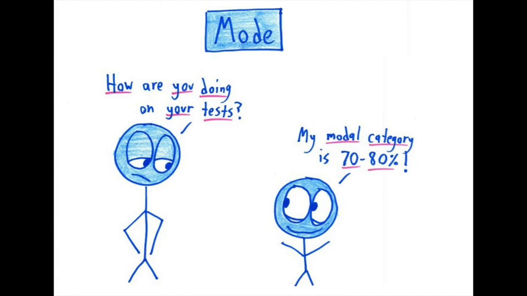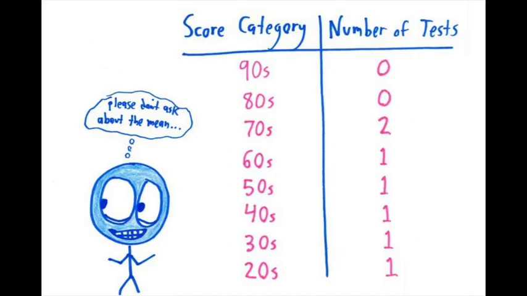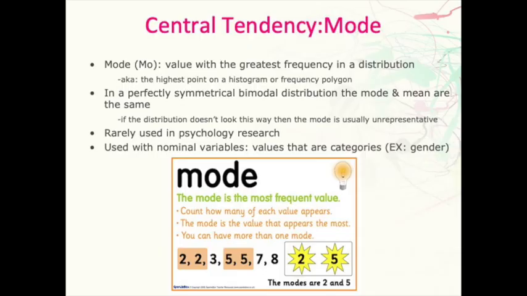In a perfectly symmetrical bimodal distribution, so when it has 2 data points that are clearly scoring more than any other, the mode and the mean are going to be the same. If the distribution doesn't look this way, then the mode is usually not representative of that data. So the mode is actually the least used measure of central tendency in statistics.